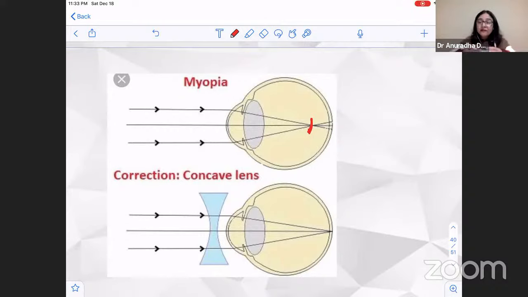The rays are converging in front of the retina. So you will use a minus lens, or what we call a concave lens, so that the rays focus on the retina. And the reverse is required for hypermetropia.